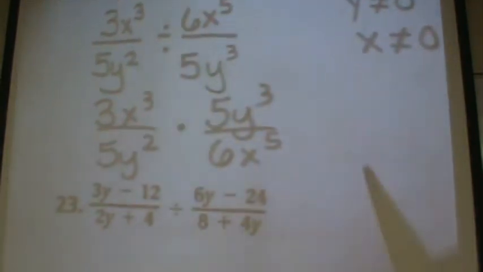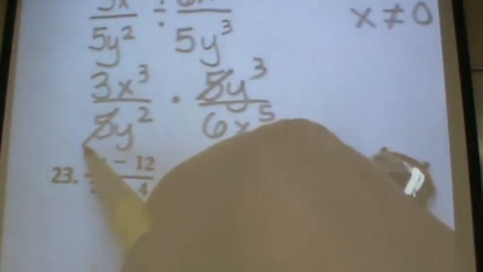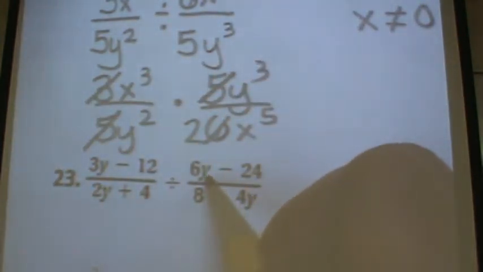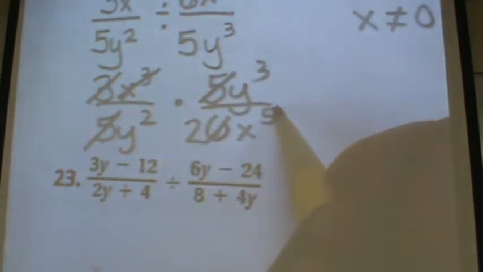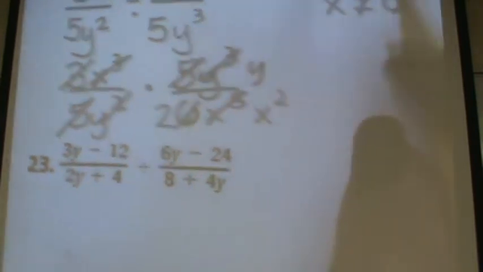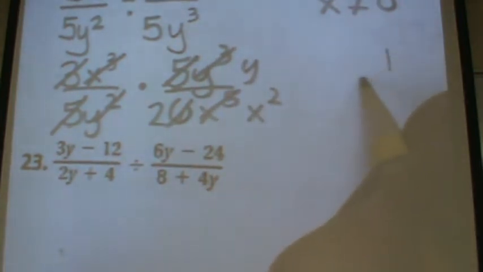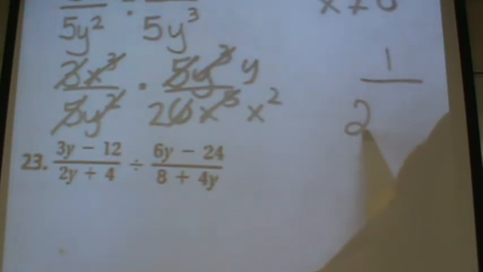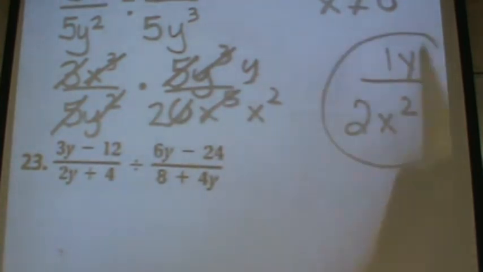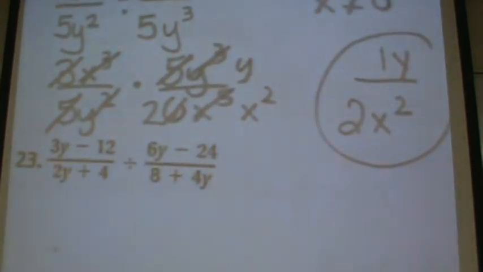What cancels? 5. And then you 3x. Make that a 2. And then it's x. These 3 x's, this is going to be x squared, and 1 y here. What's your final answer? 1 over 2x squared. Oh, there was a y left. What was left here? 2x squared. Good job. I just wrote this in the wrong spot. That's embarrassing.